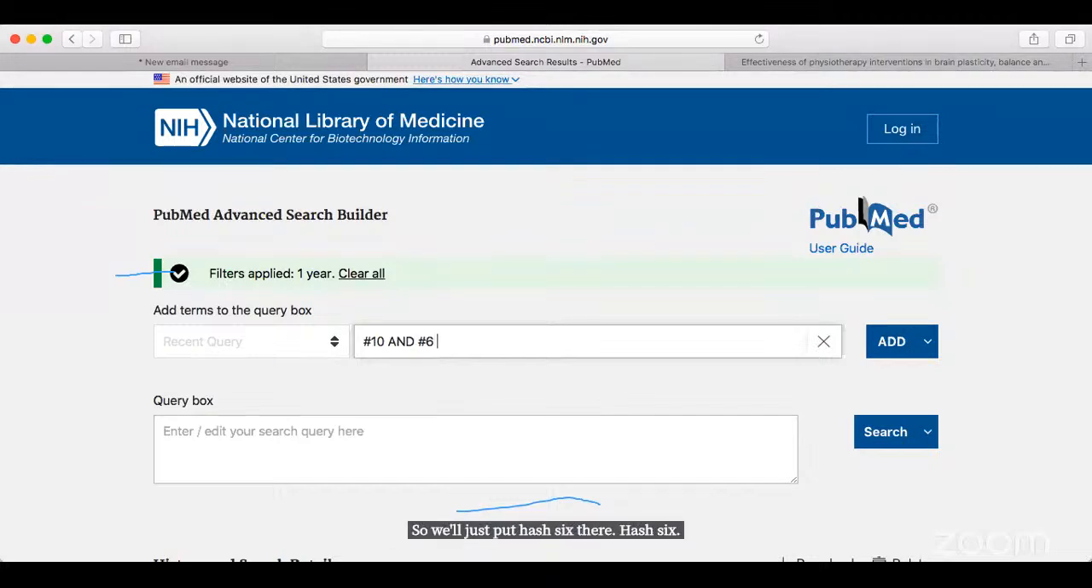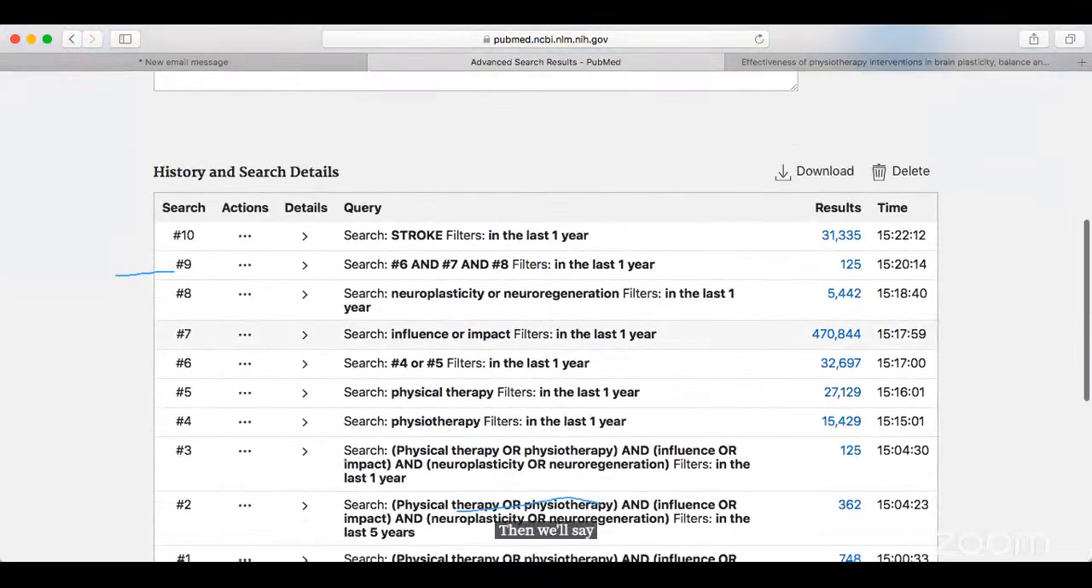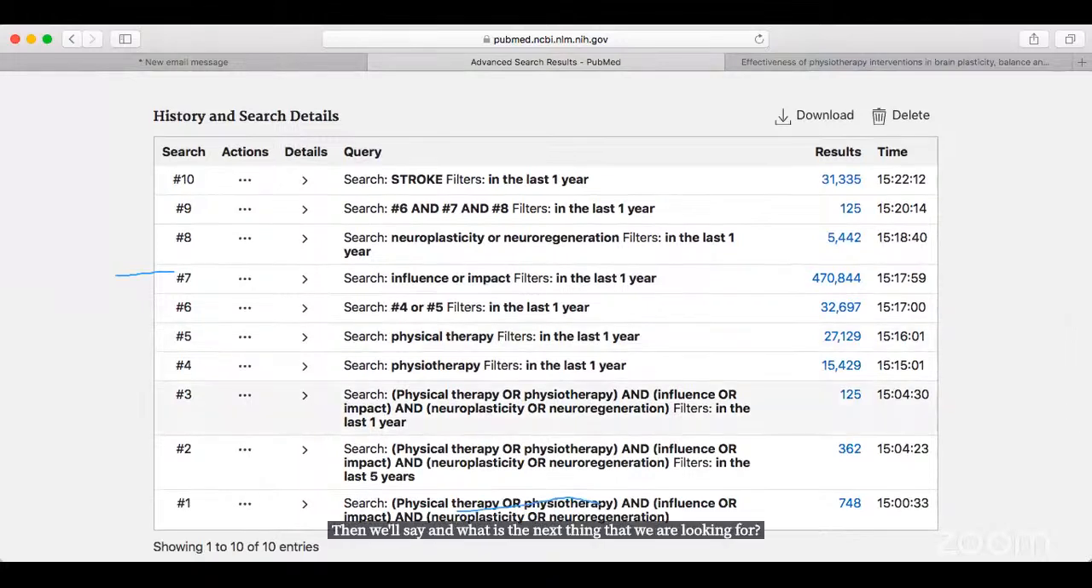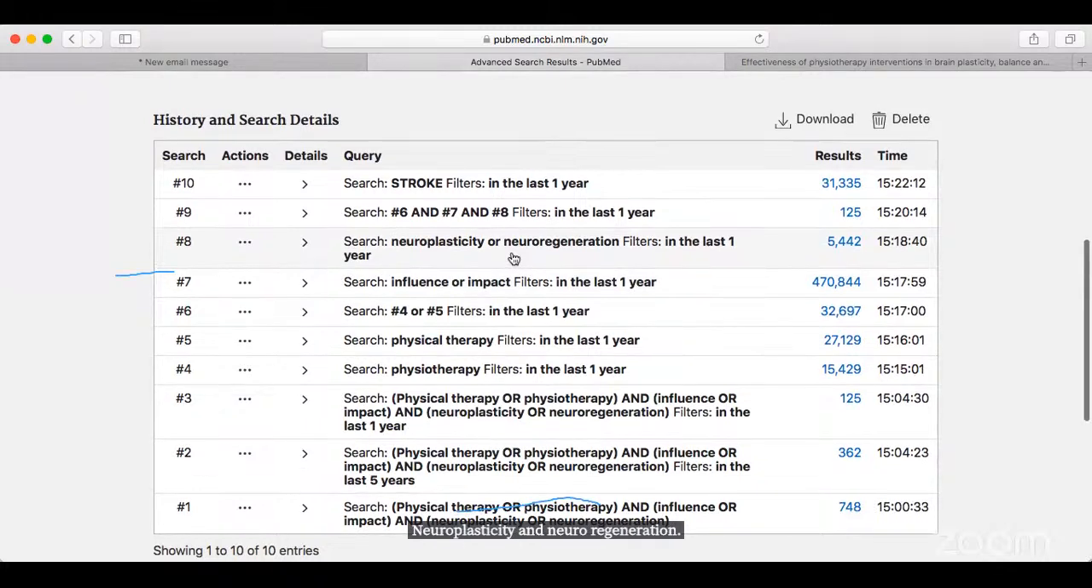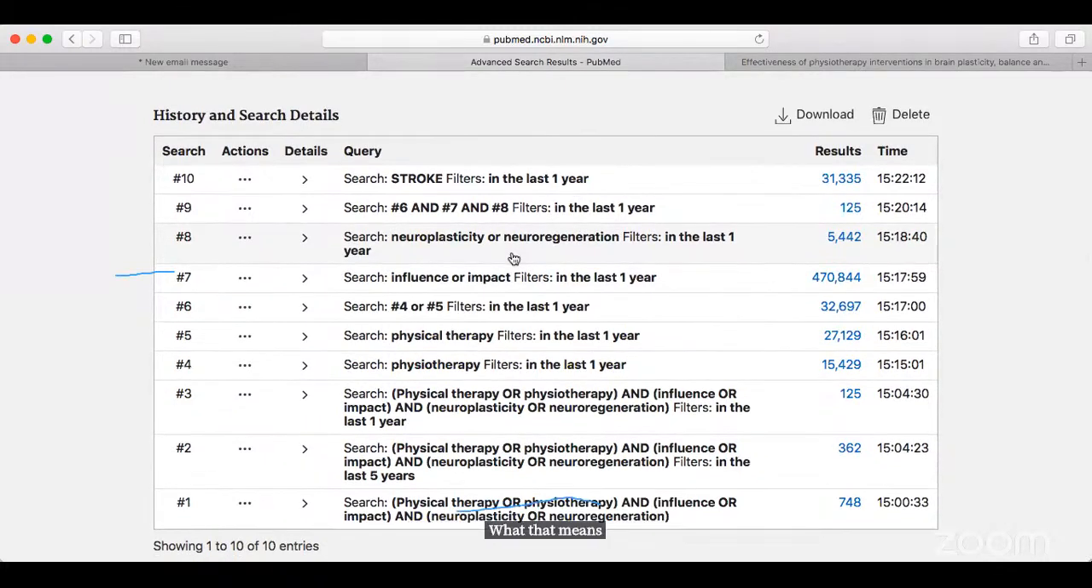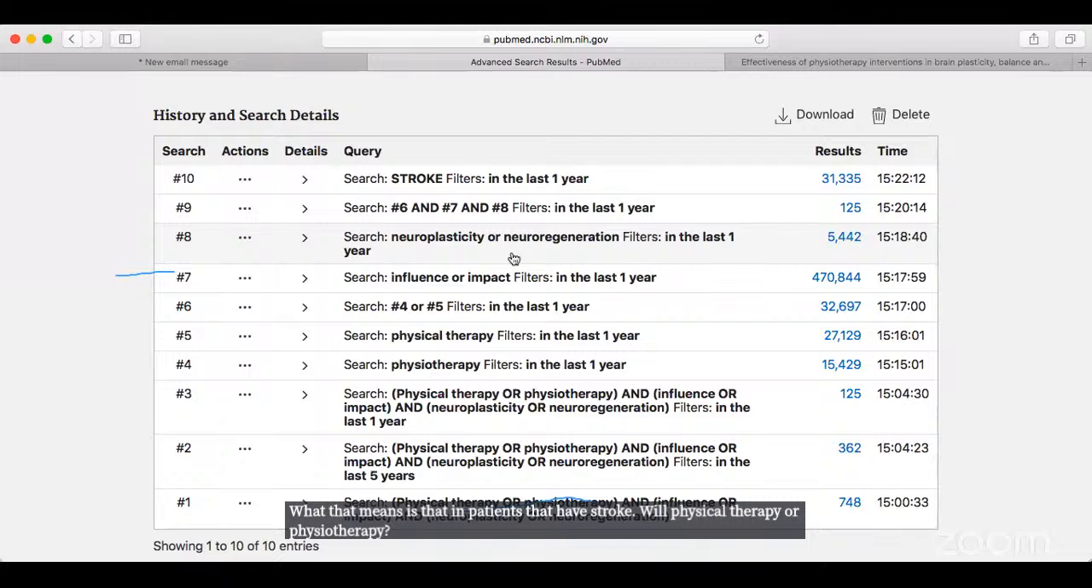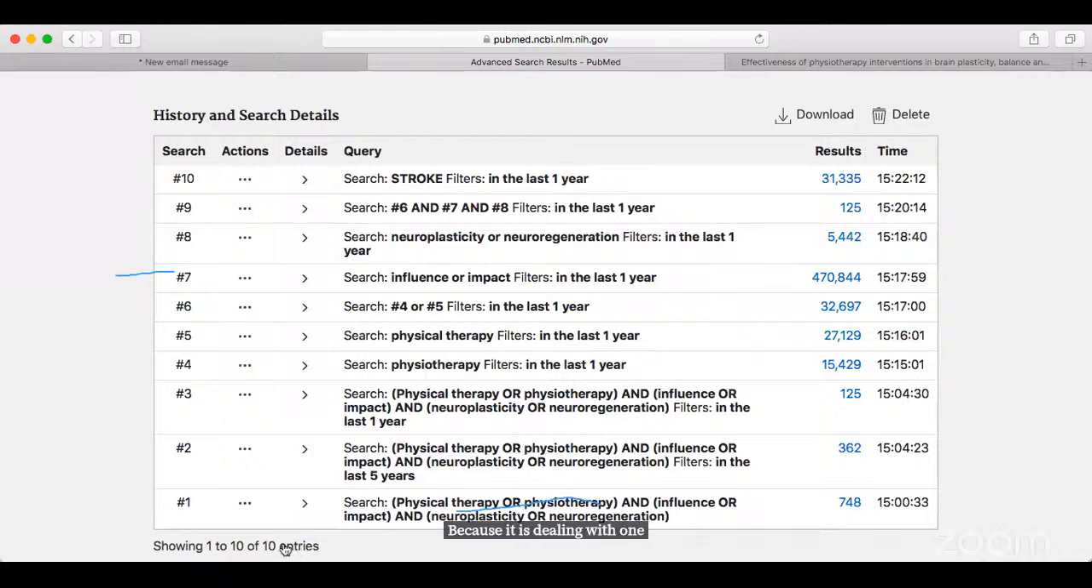#6. Then we'll say and. What is the next thing that we are looking for? Neuroplasticity and neuroregeneration. What that means is that in patients that have stroke, will physical therapy or physiotherapy be effective in improving neuroplasticity? So that is a better question, or maybe not better. That is a more specific question because it is dealing with one condition, which is only stroke.